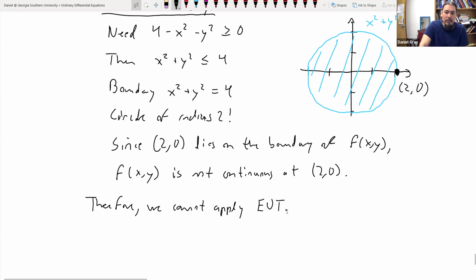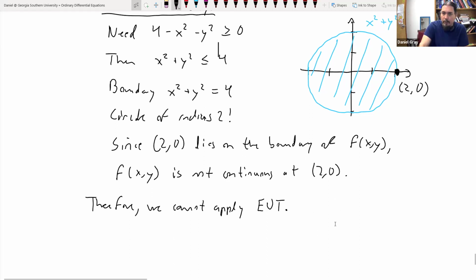Another way to say that is that the existence and uniqueness theorem does not imply that there is a unique solution to the IVP. Here's an incorrect way to say that: if you said that the existence and uniqueness theorem implies that there is not a unique solution, that is absolutely false. That is not what the theorem says. The existence and uniqueness theorem will only tell you that there is a solution. It'll never tell you that there is not a solution.